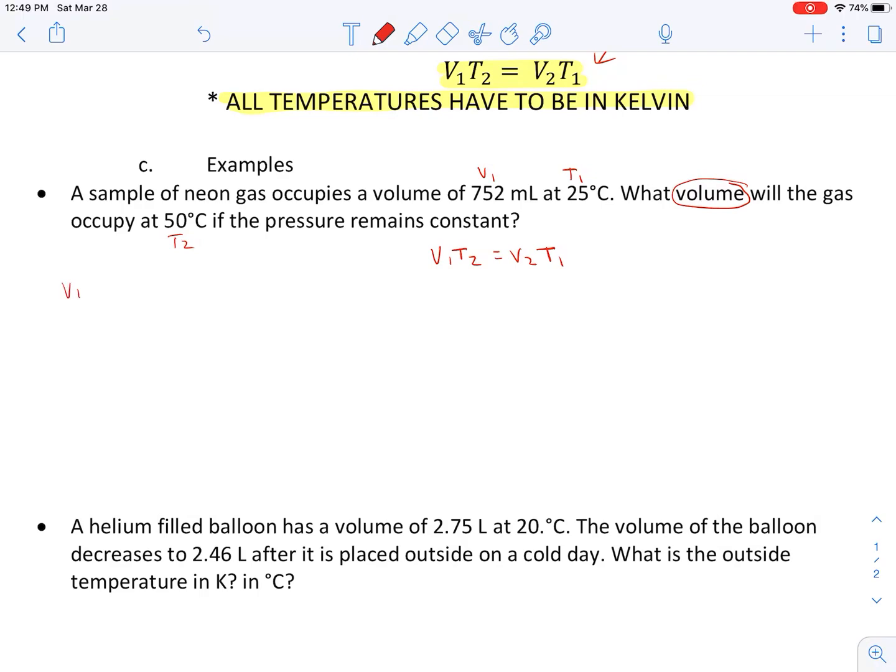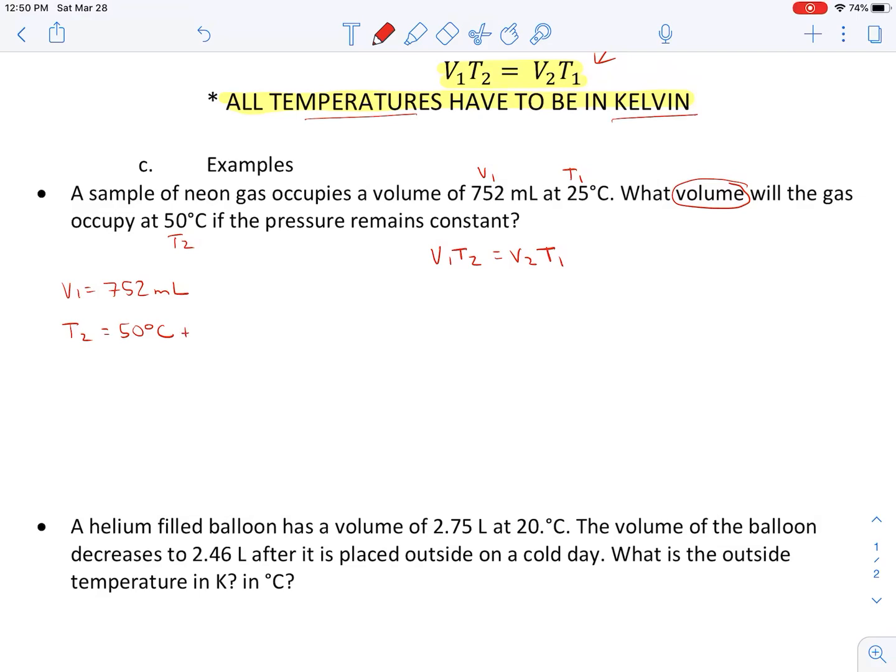So I've got V1 is equal to 752 milliliters. And then, notice how T2 comes next in our formula. I'm going to write that one next, T2, and that's 50 degrees C. But we know all of our temperatures have to be in Kelvin, so we have to convert this to Kelvin.